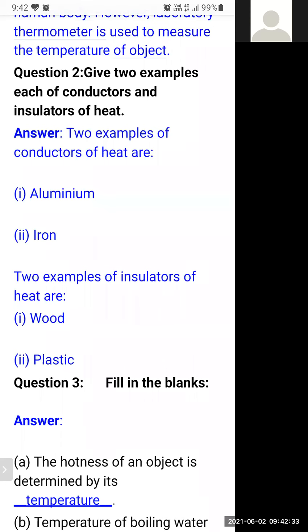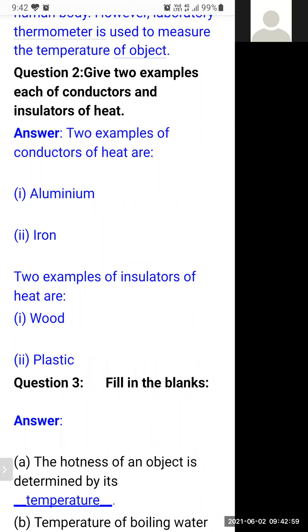So examples of conductors are aluminium, iron, copper, means all metals. You can write any name of any metal in case of conductor. In case of insulator, two examples of insulator, you can write more than two examples. So what are the insulators? Like wood, plastic, rubber, so many materials, glass.